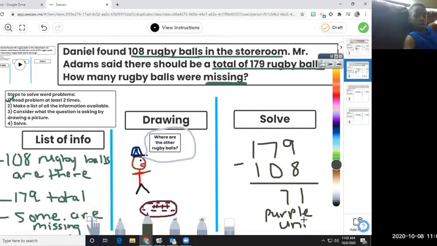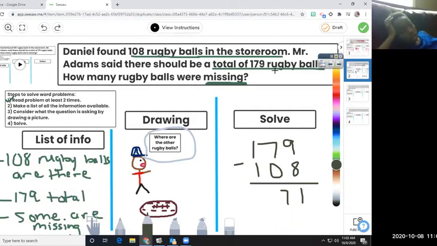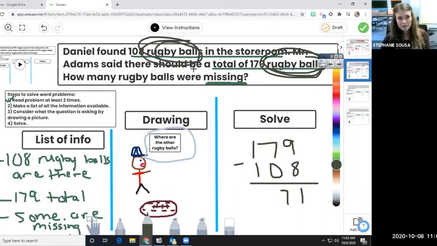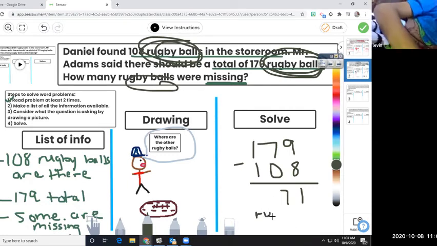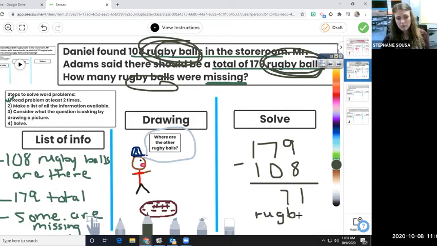What are you talking about? It's rugby balls. Well, how would I know that? Because it's a word problem and you underlined your evidence. I did, you're right. Look, rugby balls is right here 2 times. Actually 3 times. So you're right. 71 rugby balls. Remember, when you have a word problem, you need to have a word in your answer. All right? Word problem, word in your answer.